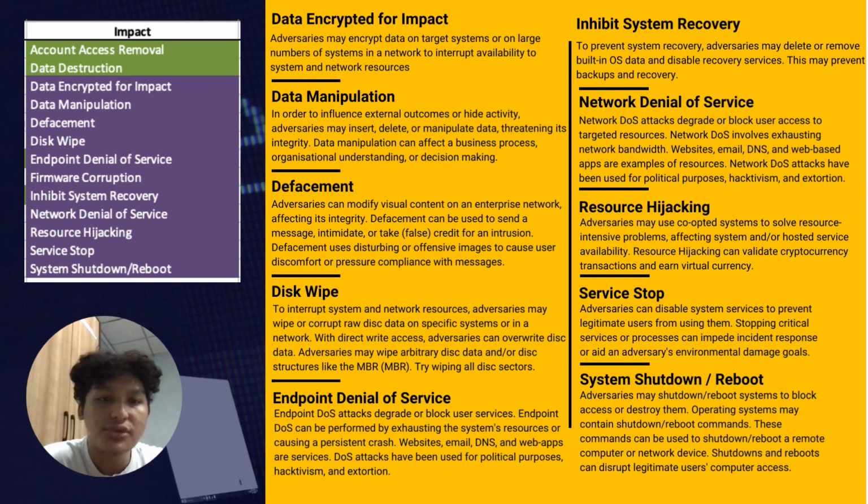Service stop. Adversaries can disable system services to prevent legitimate users from using them. Stopping critical services or processes can impede incident response or aid an adversary's environmental damage goal. And the last one is system shutdown or reboot. Adversaries may shut down or reboot systems to block access to or destroy them. Operating systems may contain shutdown or reboot commands. These commands can be used to shut down or reboot a remote computer or network device. Shutdowns and reboots can disrupt legitimate users' computers.